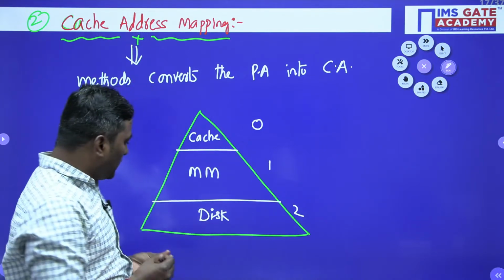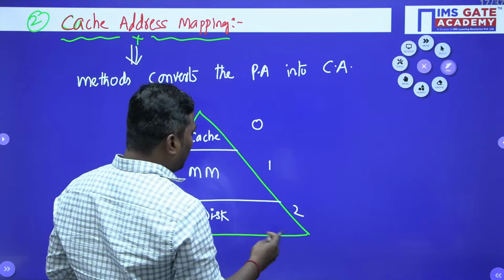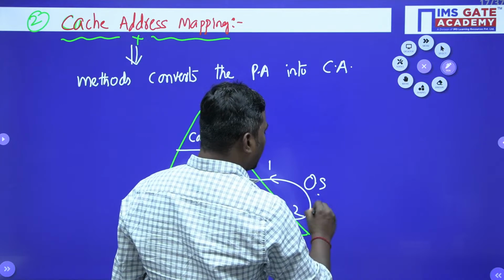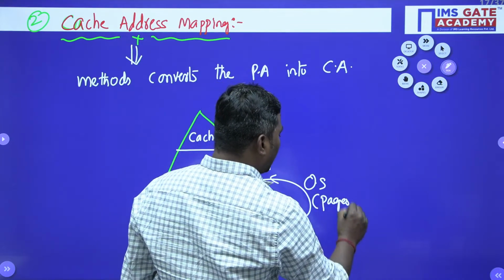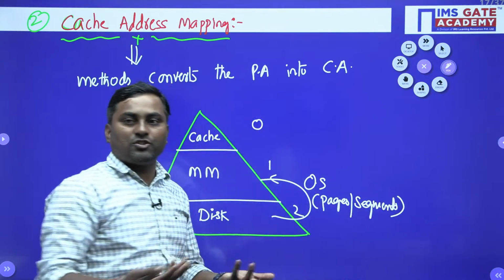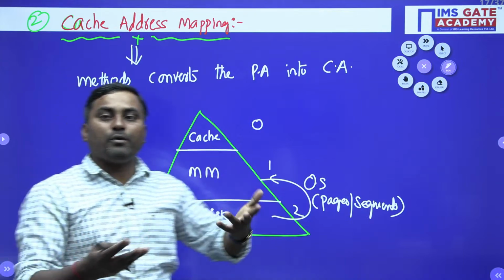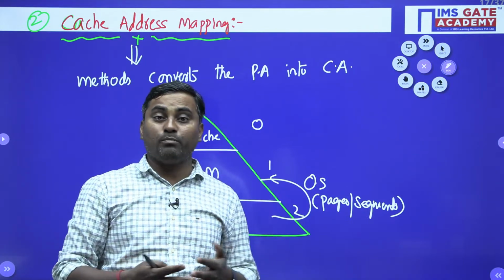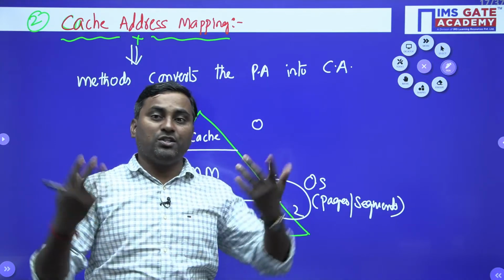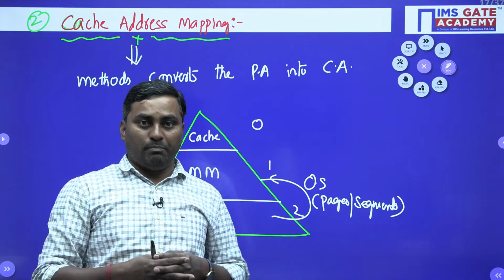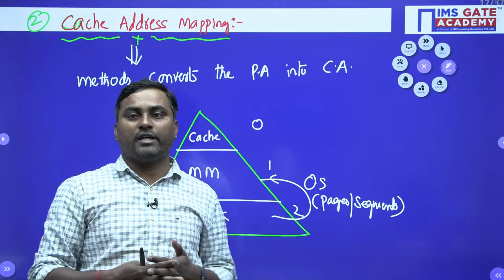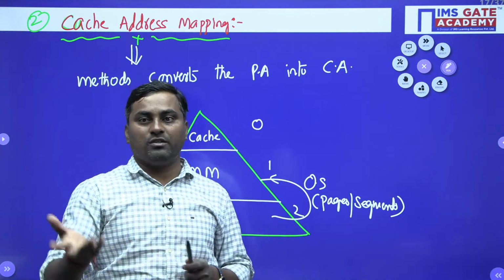Now see, data will move from disk to main memory by the operating system in terms of pages or segments. The page size would be 4 KB, even 4 MB also, 4 KB to 4 MB. But in the old days, the page size was 512 bytes to 4 KB. Now in modern architecture, page size has improved to MB also.